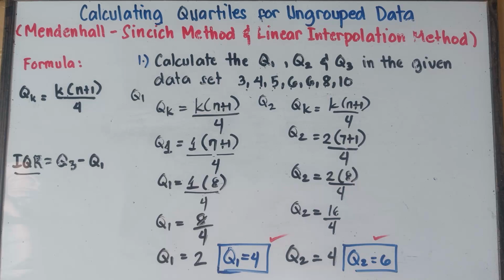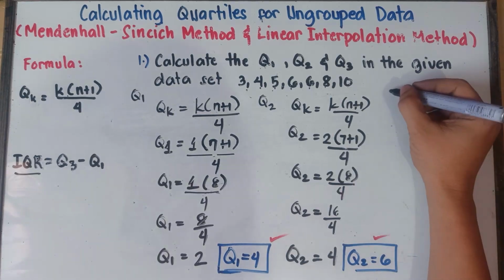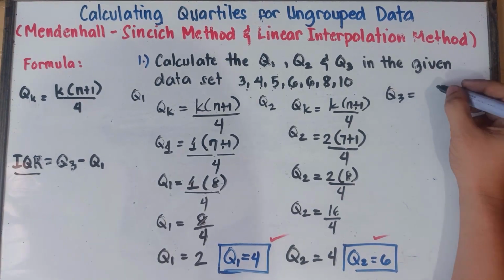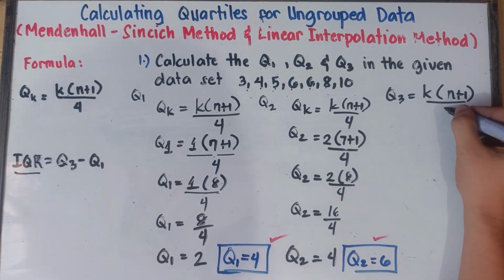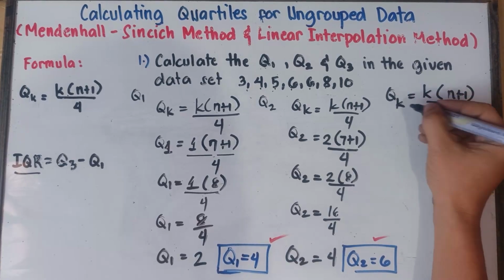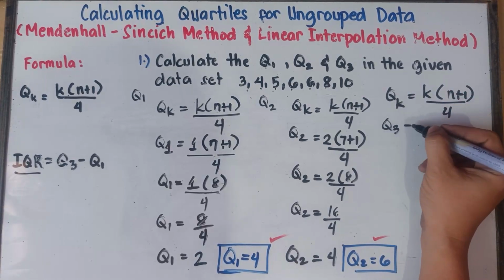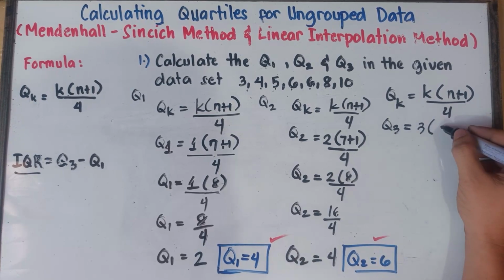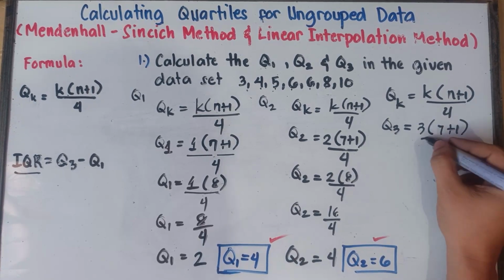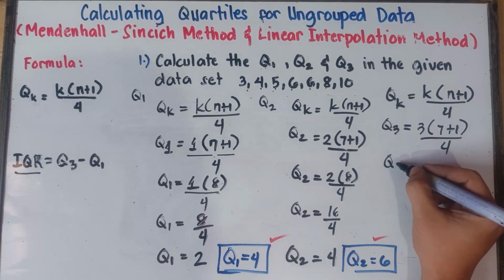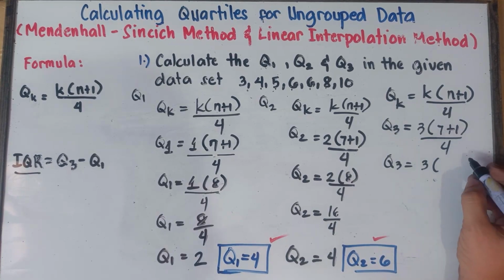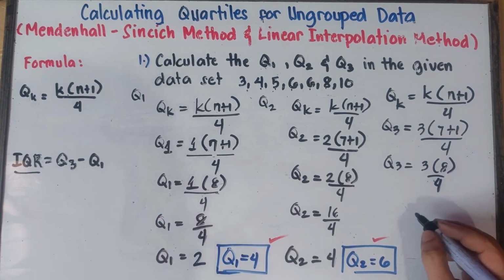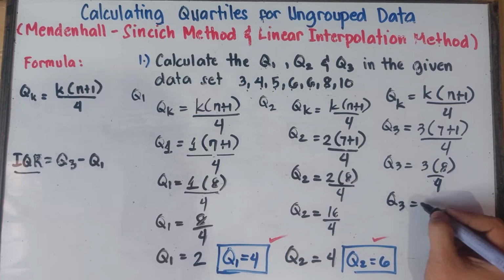Alright, and then last one, quartile 3, or third quartile. So, Q sub K equals K times n plus 1 over 4. So, Q sub 3, quartile 3. So, 3 times n, which is 7 plus 1, divided by 4. So, Q sub 3 equals 3 times 7 plus 1, which is 8, divided by 4. So, Q sub 3, 3 times 8.